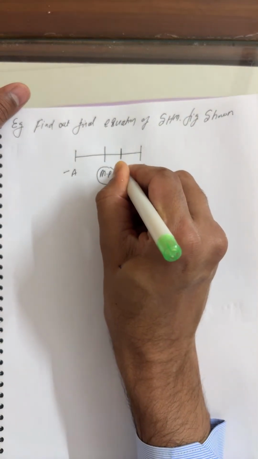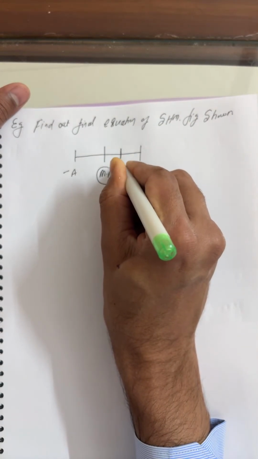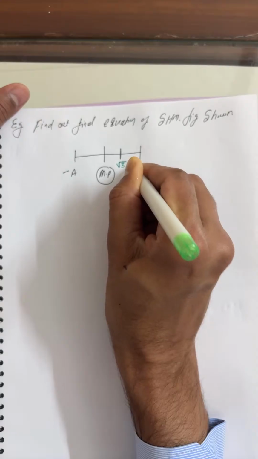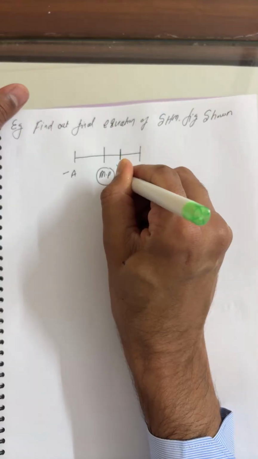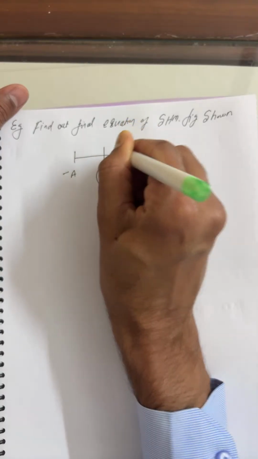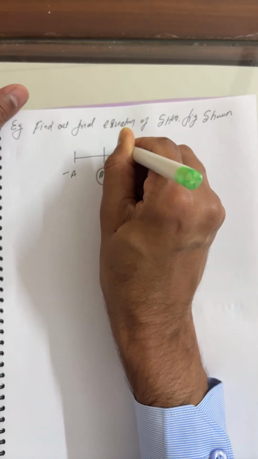Let us suppose, my dear, this question I'm framing because of you. This is root 3A by 2 at time t equals 0. This is the direction of motion. Everything is mentioned in the question itself. What you have to find? Find the equation of SHM, or you can also say find the final equation of SHM.